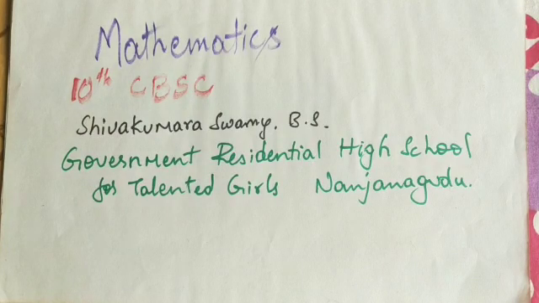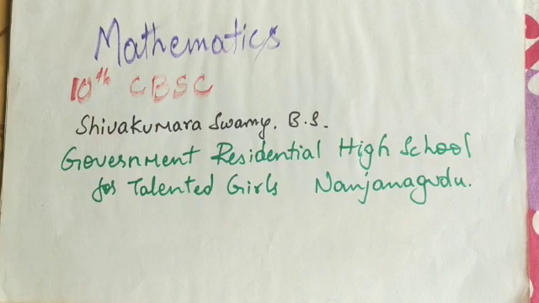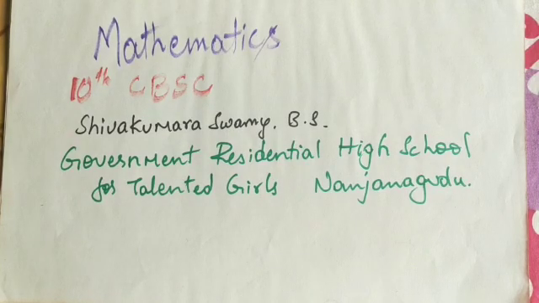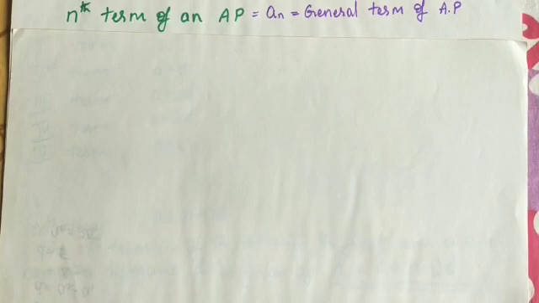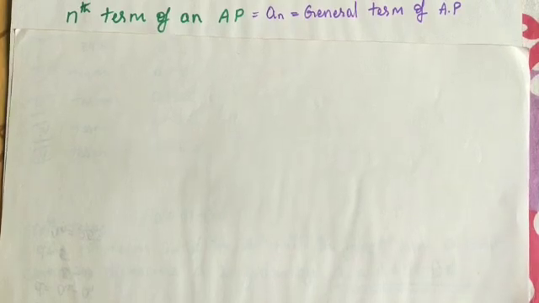It is the continuation of the first video which I have posted already about arithmetic progression. Today we will be dealing with nth term of the arithmetic progression. Nth term of an arithmetic progression is denoted by an, and it is also called the general term of AP.